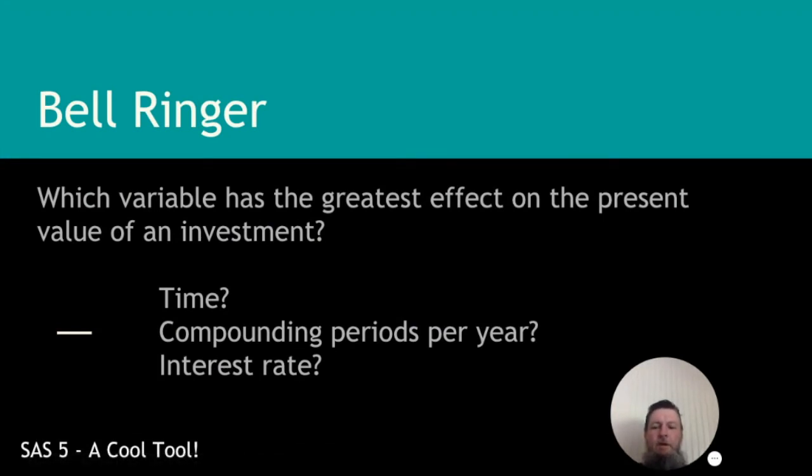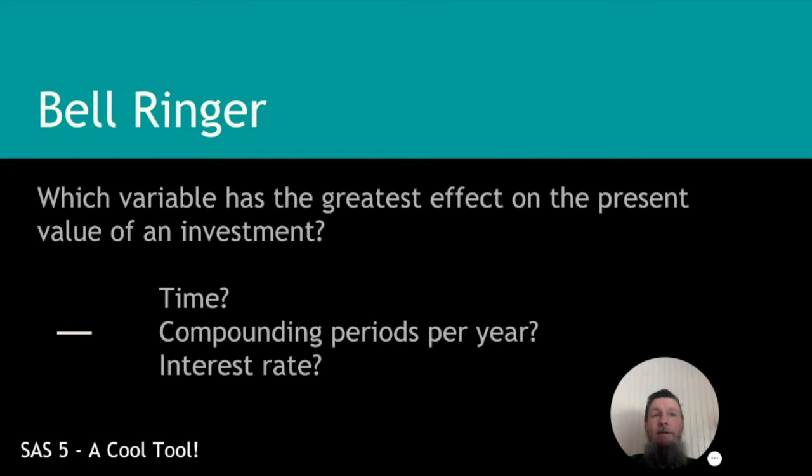This is the second part of SAS 5, a cool tool. We're talking about the time value of money in Unit 6 of Finance and AQR, Advanced Quantitative Reasoning. So the bell ringer says, which variable has the greatest effect on the present value of an investment?